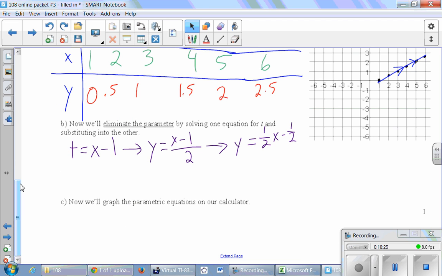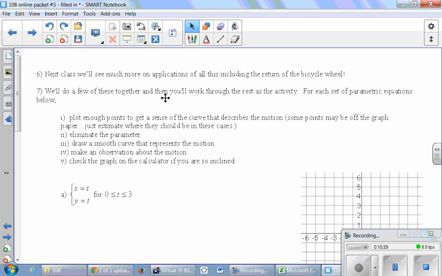Okay, so on the next page, so next class we'll see much more on applications of all this, including the return of the bicycle wheel from that project. We'll do a few of these together and then you'll work through the rest as the activity. I actually think I'm just going to make a video for all of them, but you're going to maybe watch me do the first one if you want, but do as many of these as you can on your own before you look for the video to help you get through any difficulties.